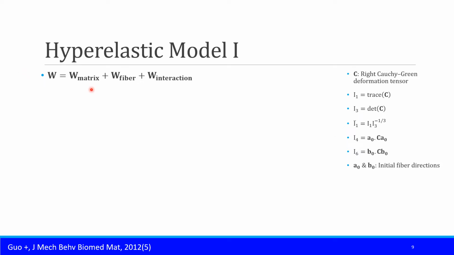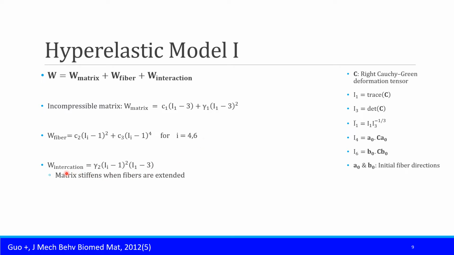In the first model, we have the contribution of the matrix as an incompressible matrix, and it's a function of the first invariant. You can find the definition of these invariants on the right side, and also the contribution of the fibers as well as the interaction between the fibers and the matrix. Gao has this nice paper, and in their paper they make a very solid argument why constitutive models of annulus fibrosus should consider the interaction between the fibers and the matrix.